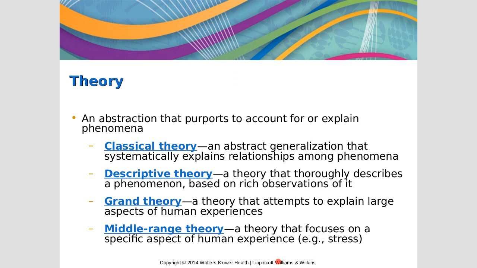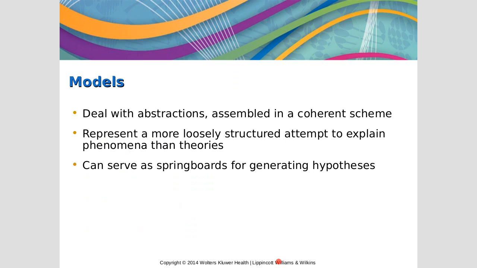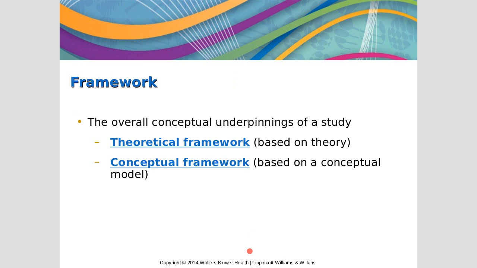And again, stress and anxiety is the example that the text uses. Figure 8.1 has a great example of the health promotion model. Many of you who had taken the class on community health nursing referenced that in your final paper. Models themselves deal with abstractions. They're assembled into a coherent scheme. They represent a more loosely structured attempt to explain phenomena than theories, and they can serve as a springboard for generating hypotheses.